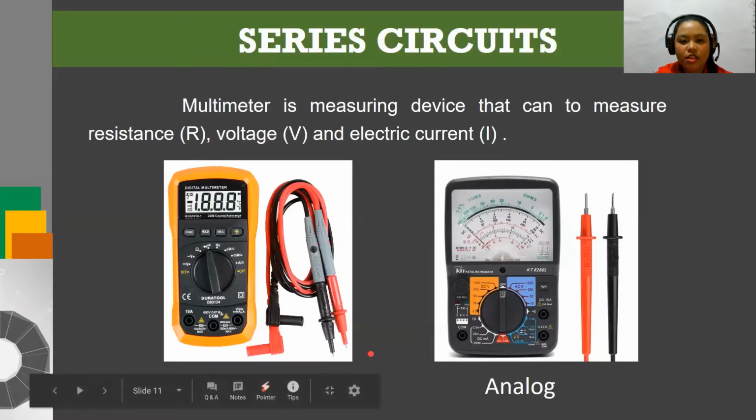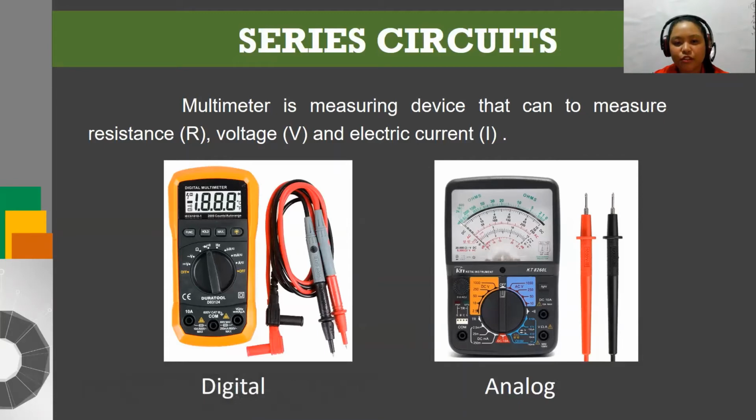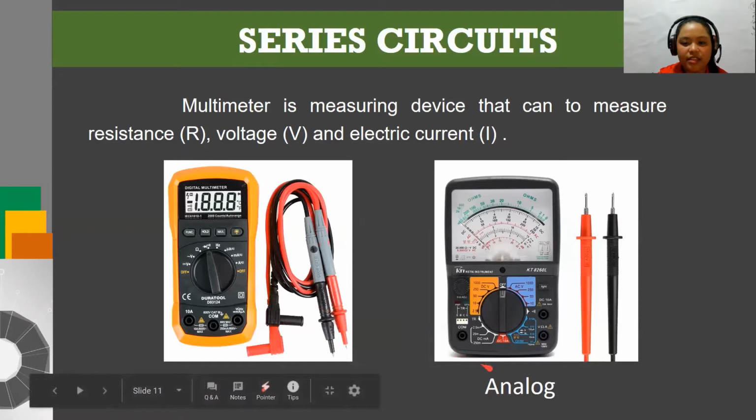And these are the measuring devices. We have here a multimeter, which is a measuring device that can measure resistance, voltage, and electric current. We have here digital and analog multimeters.